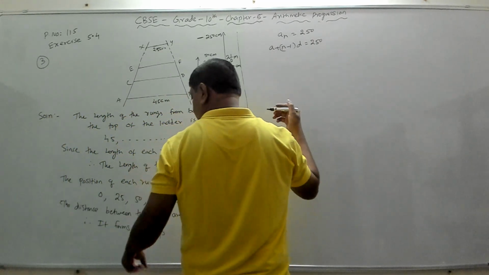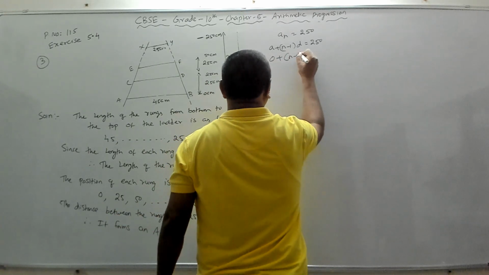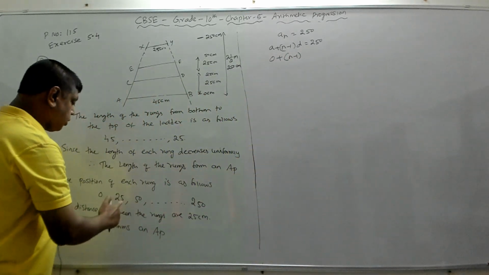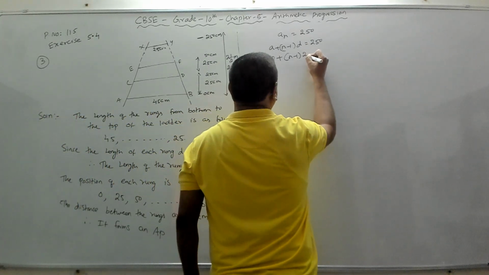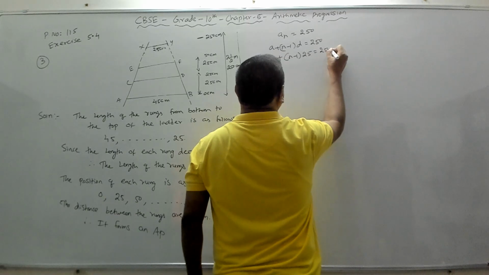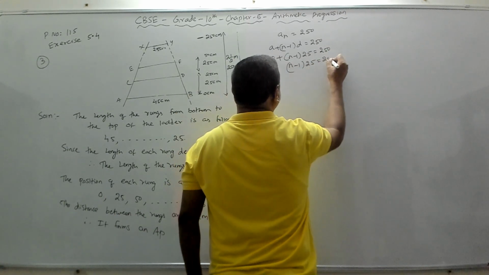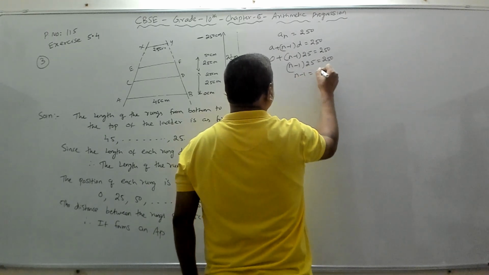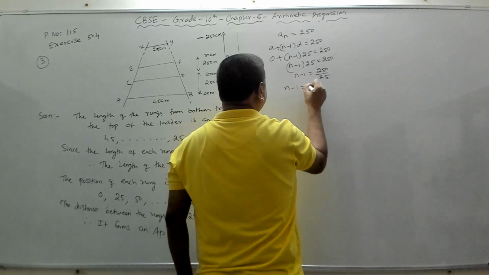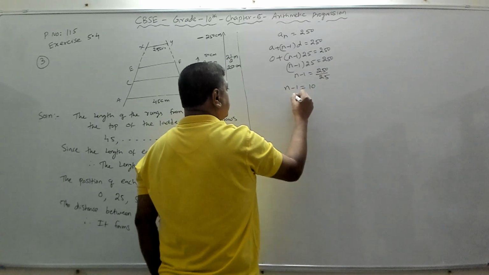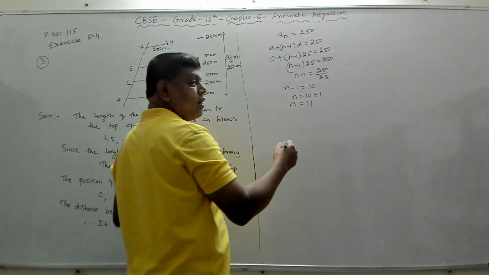So A is what? 0 plus n minus 1 into d. d is what? A2 minus A1. 25 minus 0 or 50 minus 25, which is 25. Common difference. That is equal to 250. So your n minus 1 into 25 equal to 250. So your n minus 1 equal to 250 by 25. So n minus 1 equal to 10. 250 by 25 is 10. So n becomes 10 plus 1. So n is 11. So there are 11 rungs.